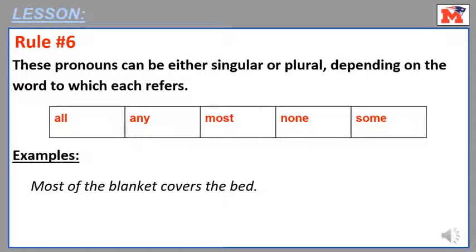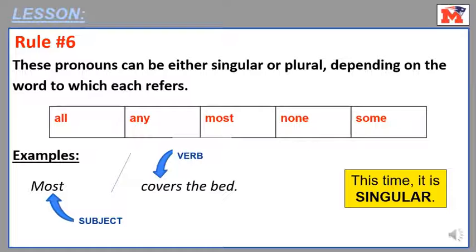Here is a good example sentence, and we'll do 2 examples on this one. Most of the blanket covers the bed. Again, we get rid of the words between the true subject and the verb. Of the blanket goes away, and that helps us get a true picture of what we're working with, because blanket is not the subject, most is the subject. And we can see that it only sounds right to say covers. And so in this case, most uses a singular verb. Most covers the bed because it refers to blanket.